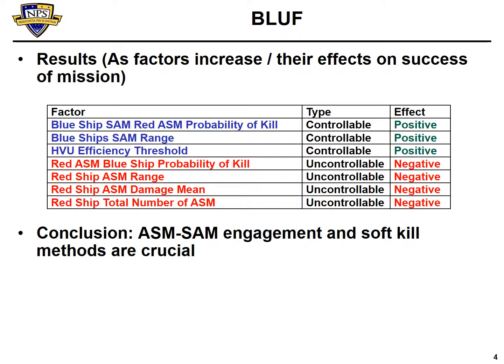Properties of escort ships, staying power of HVU, and anti-ship missile properties of enemy ships were the most effective. Because missile engagements were so effective and soft kill methods may decrease the successful engagement probabilities of enemy missiles, they are crucial.